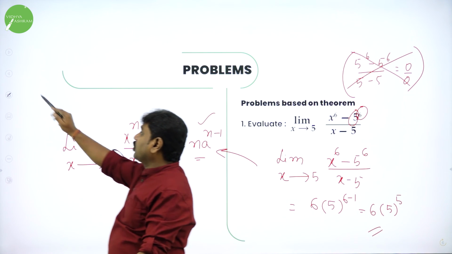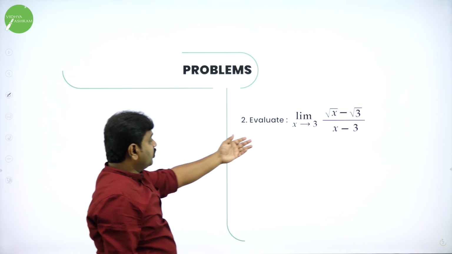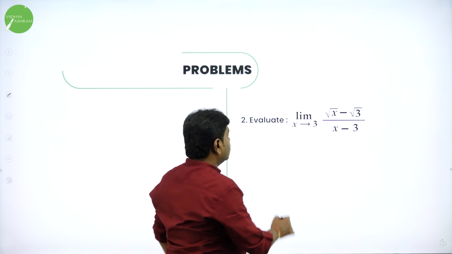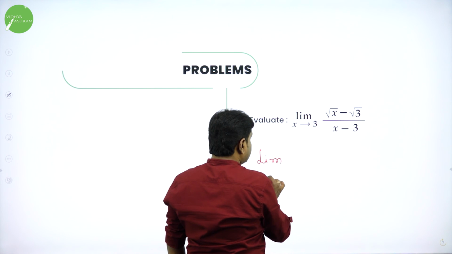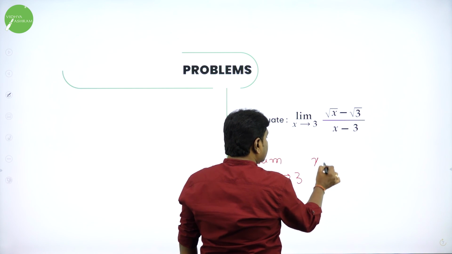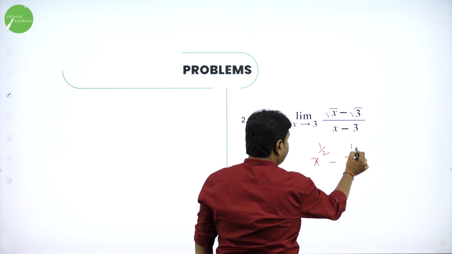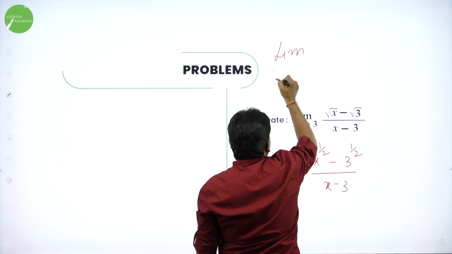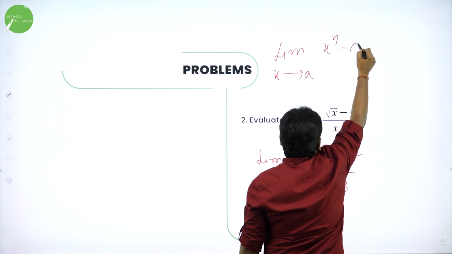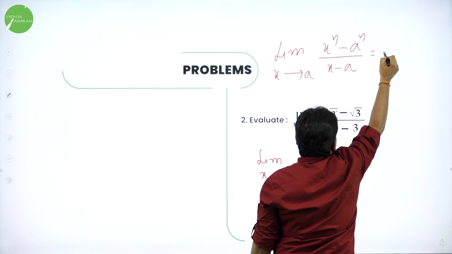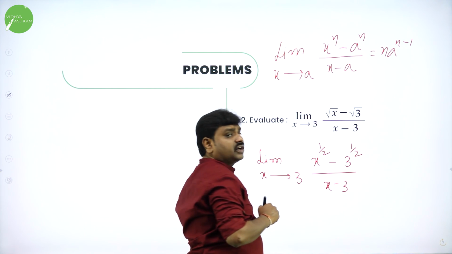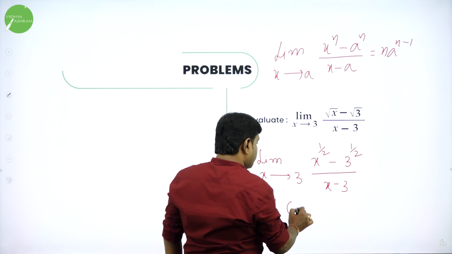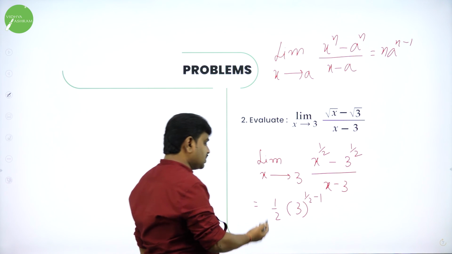We will go for one more problem. They have asked you to prove limit x tends to 3, (root x minus root 3) by (x minus 3). It is also in the form x^n. Can I write this as limit x tends to 3, (x^(1/2) minus 3^(1/2)) divided by (x minus 3)? Now again it is in the standard form. What is the standard form? Limit x tends to a, (x^n minus a^n) by (x minus a) can be written as n into a^(n minus 1). It is in the standard form, but in the place of n, what you have? Half. So the answer is half into 3^(1/2 minus 1). This is the answer.